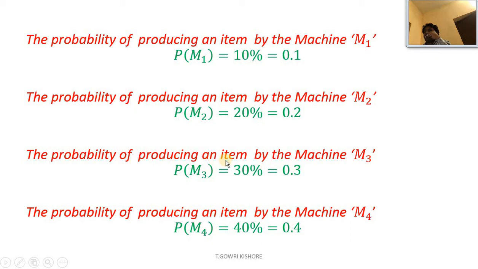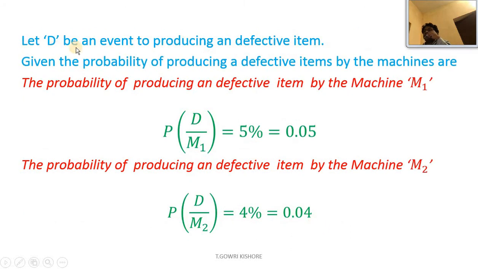The probability of producing an item by the machine M3, so the probability of M3 equal to 30%, that is equal to 0.3. Probability of producing an item by the machine M4, that is the probability of M4 equal to 40%, that is equal to 0.4. So let D be the event of producing a defective item. Given the probability of producing a defective item by machine M1, that is the probability of D by M1 equal to 5%, that is equal to 0.05.